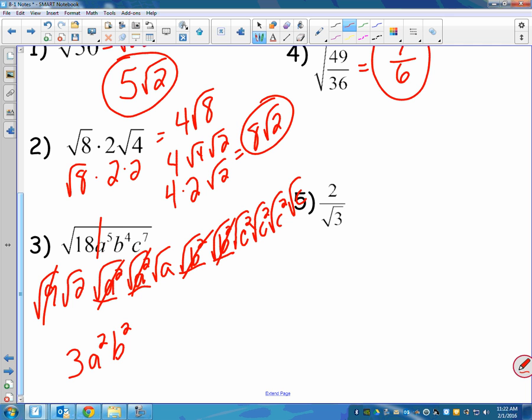How about c? And this will be c times c times c. How can I make that c to the 3rd? And then anything that's not a perfect square gets stuck back under the square root. Kind of like the old days of the remainder, right? So what's left over? I got a 2 left over, I got an a left over, and I got a c left over.